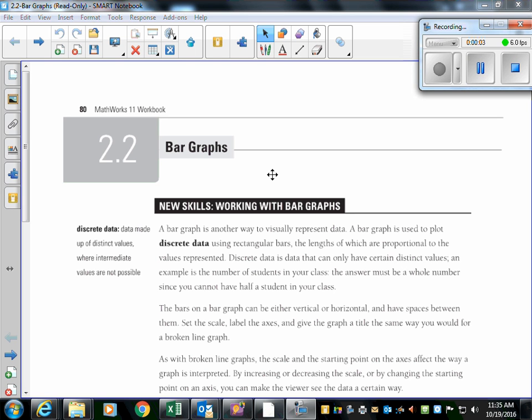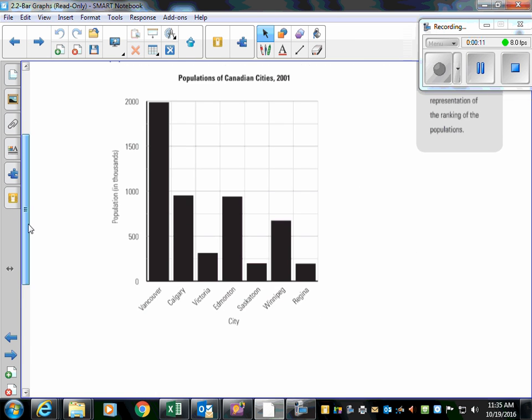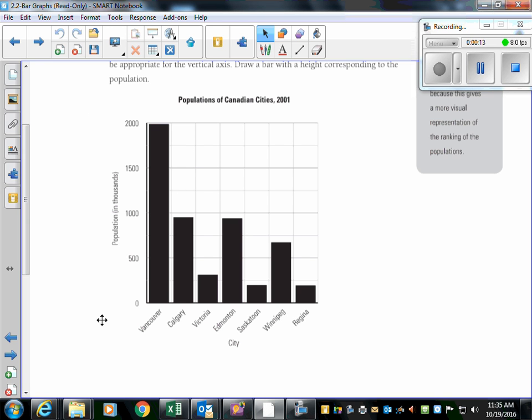Now we're moving on to 2.2, which is bar graphs. You've seen bar graphs before. They're actually something that you've used before in your life. When you read a bar graph, usually you have some sort of thing on the bottom where you're comparing different things. In this one, we're comparing different cities.